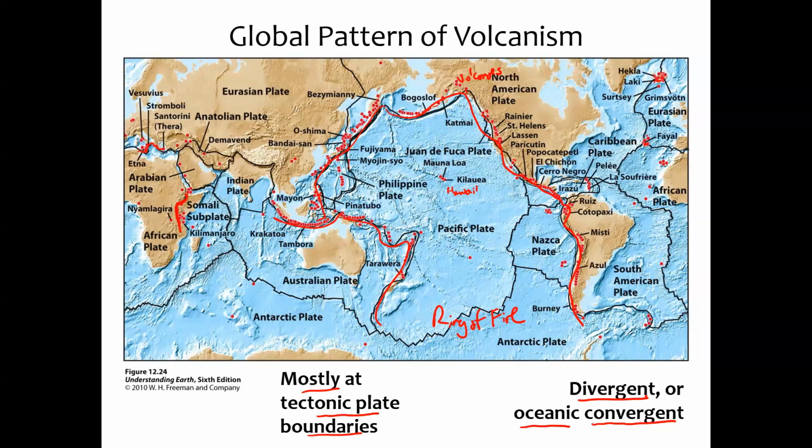But if the convergent boundary has two sets of continental plates, like the convergent boundary that's between the Indian microplate and the Eurasian plate that generates the Himalaya, there's really no volcanoes there. Why is that? Because there's no subduction there.